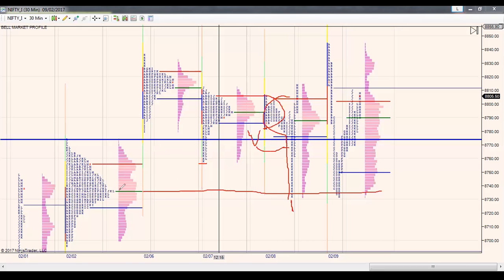So it was expected that buyers will defend this level, and that too after forming value higher and just spiking into it, it was almost a guarantee that we'll get at least one sharp move away from this level, and that is what we got going into the close. So the close was just at the edge of this whole combined value, yesterday's and today's value. We closed just at the edge.